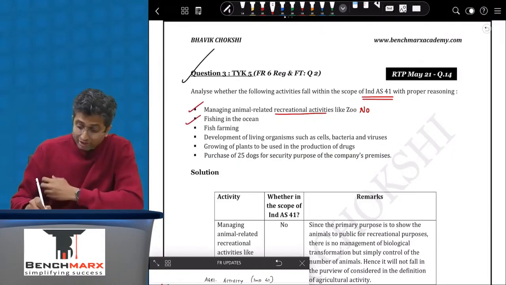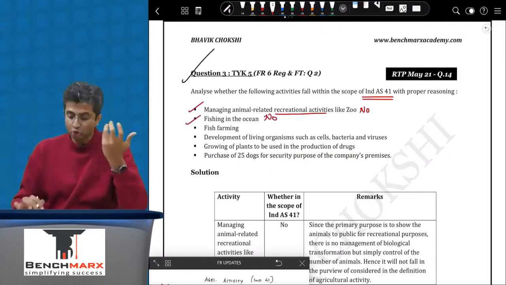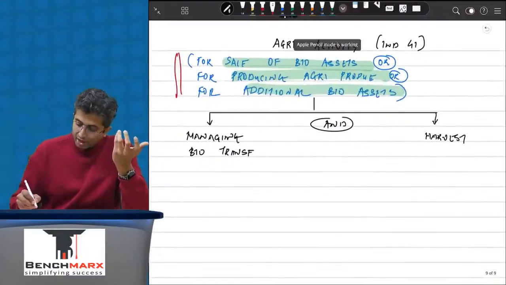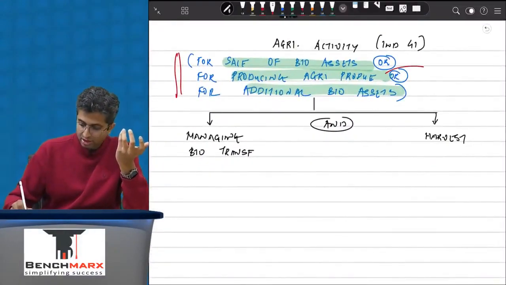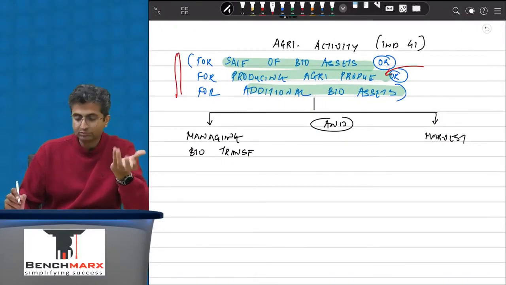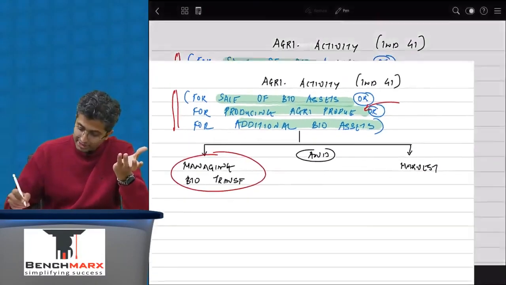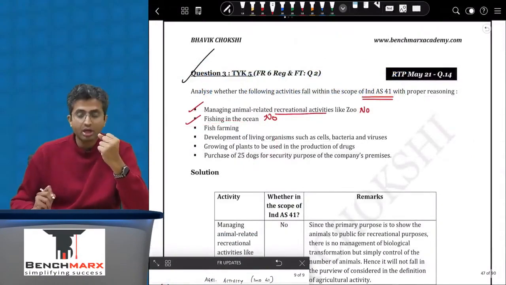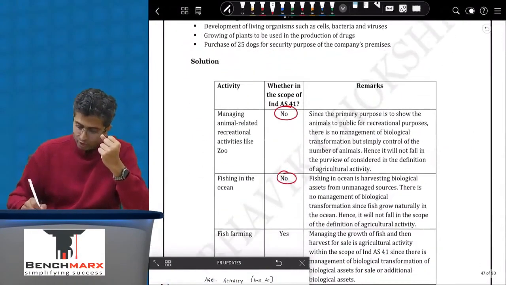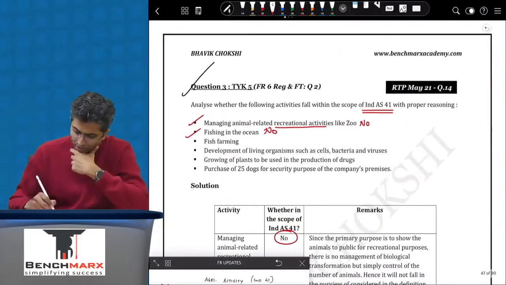Second, fishing in the ocean. So this is open fishing. Well, here you are probably producing some agricultural produce. However, you're not managing the biological transformation, and hence the answer is still a no. As you can see, both places it is no. You can refer to the reasons as well.